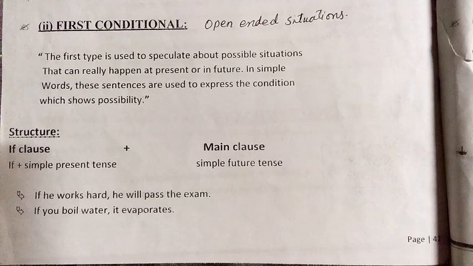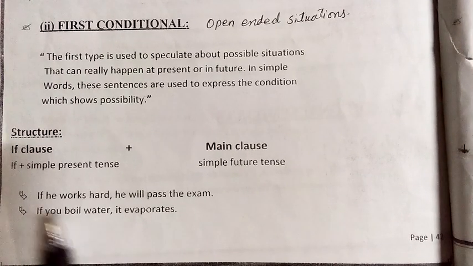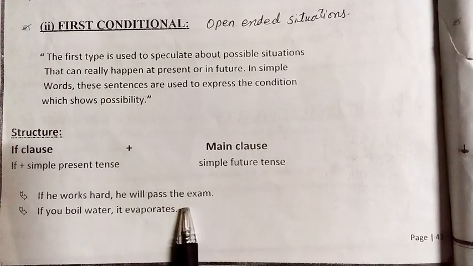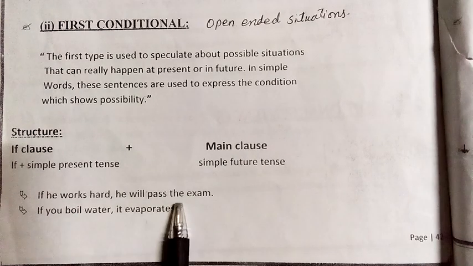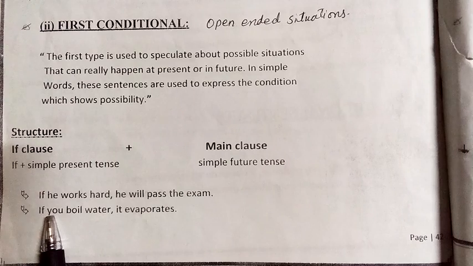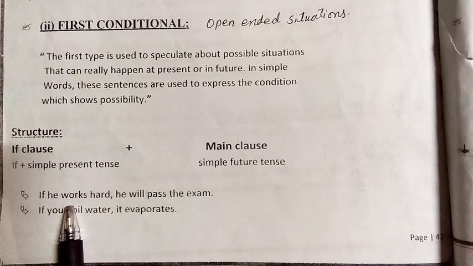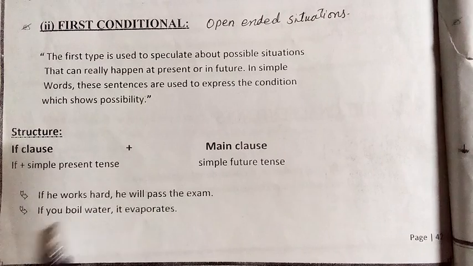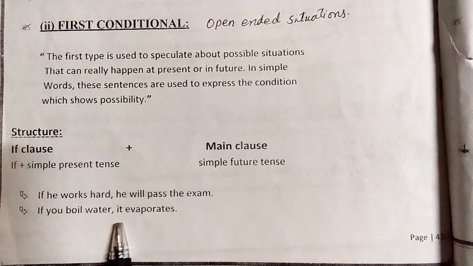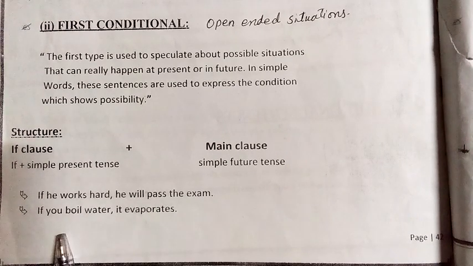Look at the example. If he works hard, he will pass the exams. Here is the possibility that if he works hard, he will pass the exams, and vice versa. If he does not work hard, he will not pass the exams. So both kinds of possibilities are here. If you boil water, it evaporates.